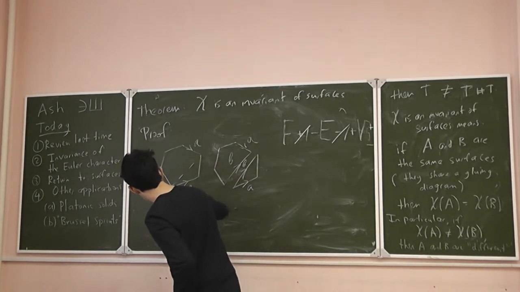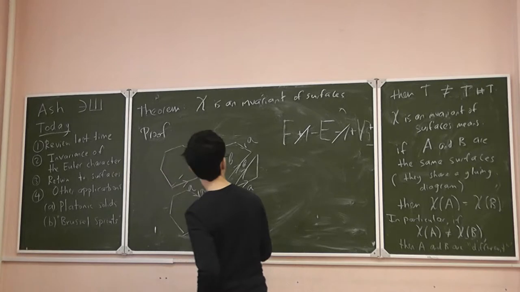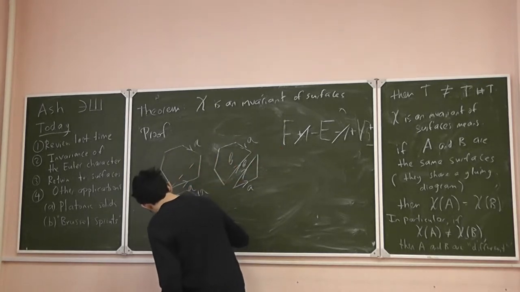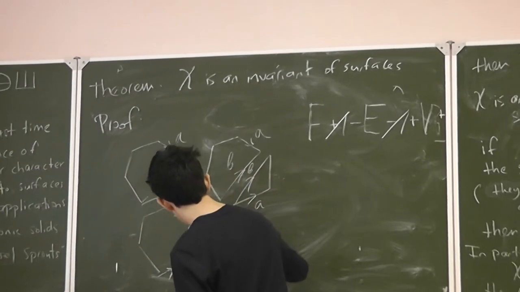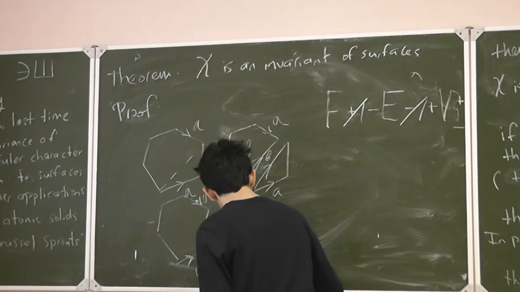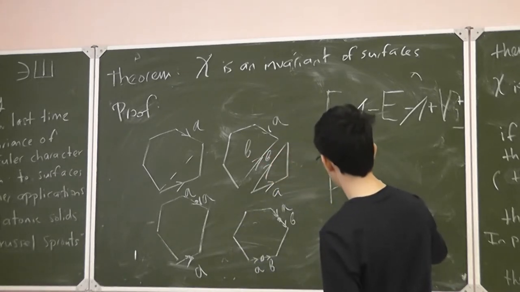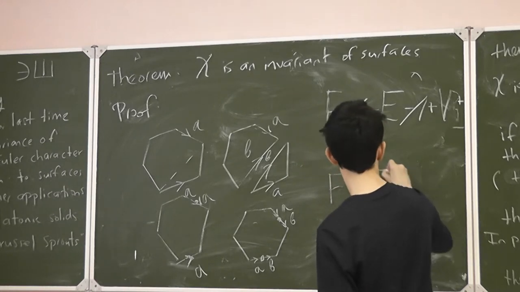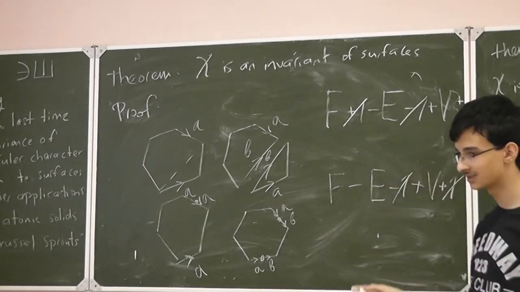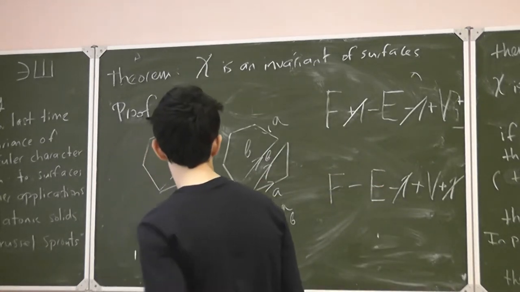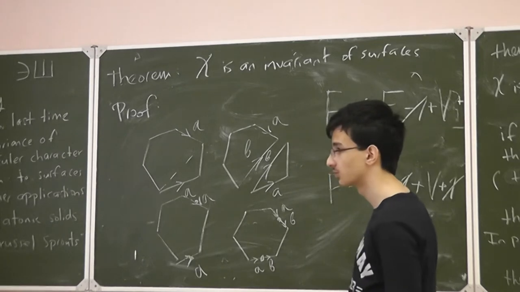I could also add one more edge by splitting the edge A into two different edges. That would look like this: A, B, B. The number of faces remains the same. The number of edges is increased by one, and the number of vertices is also increased by one. And so the Euler characteristic remains the same. And if we increase the number of vertices, it's basically the same thing, so the Euler characteristic also doesn't change.